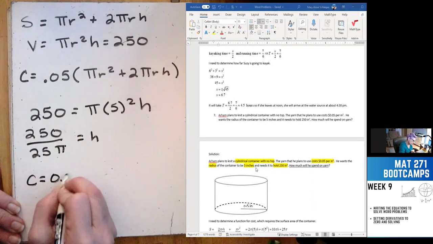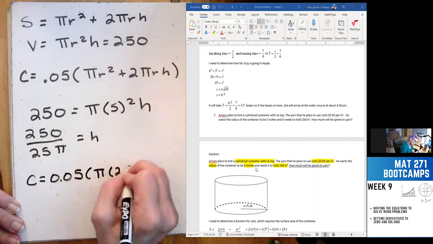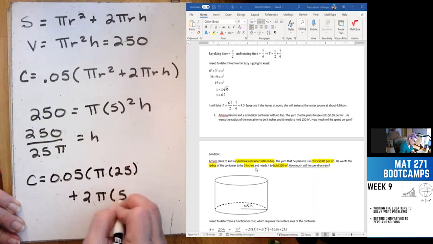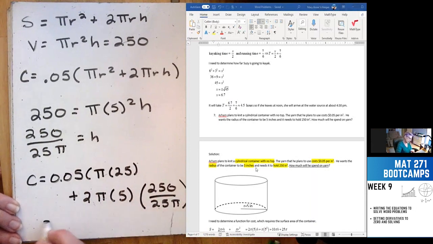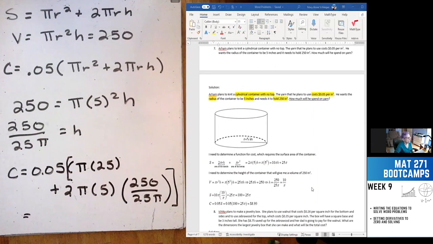So cost is just 5 cents times pi times 5 squared plus 2 pi times 5 times 250 over 25 pi. And that is multiplied by all that stuff. And you don't need to watch me plug that into a calculator. It's going to cost him about $9 to make this container. Easy enough?